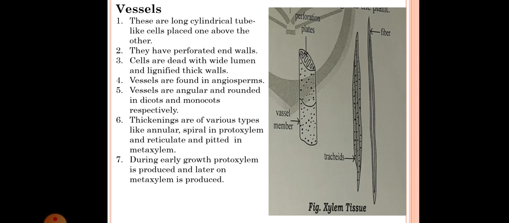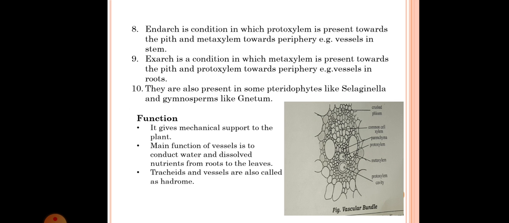Thickenings are of various types like annular and spiral in protoxylem, and reticulate and pitted in metaxylem. During early growth, protoxylem is produced and later on metaxylem is produced. Endarch is the condition in which protoxylem is towards the pith and metaxylem towards the periphery. Example, vessels in stem. Exarch is a condition in which metaxylem is present towards the pith and protoxylem towards the periphery. Example, vessels in roots.